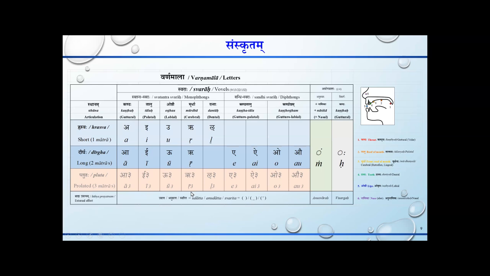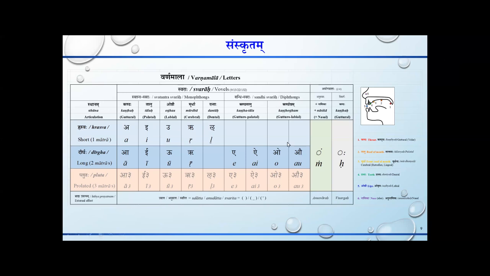Where do we use this pluta? As I mentioned just now, the pluta is generally used when you are calling somebody from a distance. For example, if you want to call Rama, you say Rama, and the last vowel is drawn extra long. And in Veda, in Sama Veda, there are a lot of occasions where this pluta is used, and also in the Upaniṣads connected to the Sama Veda, like the Keno Upanishad.